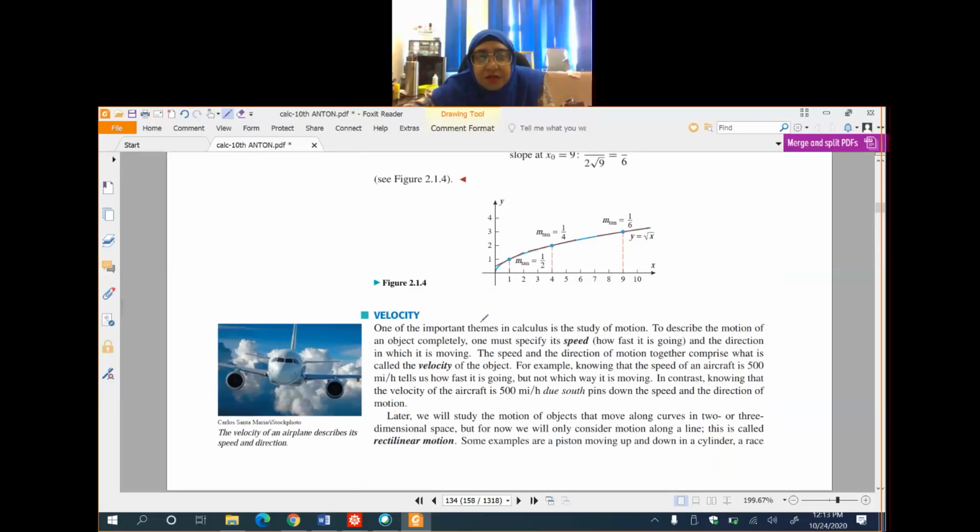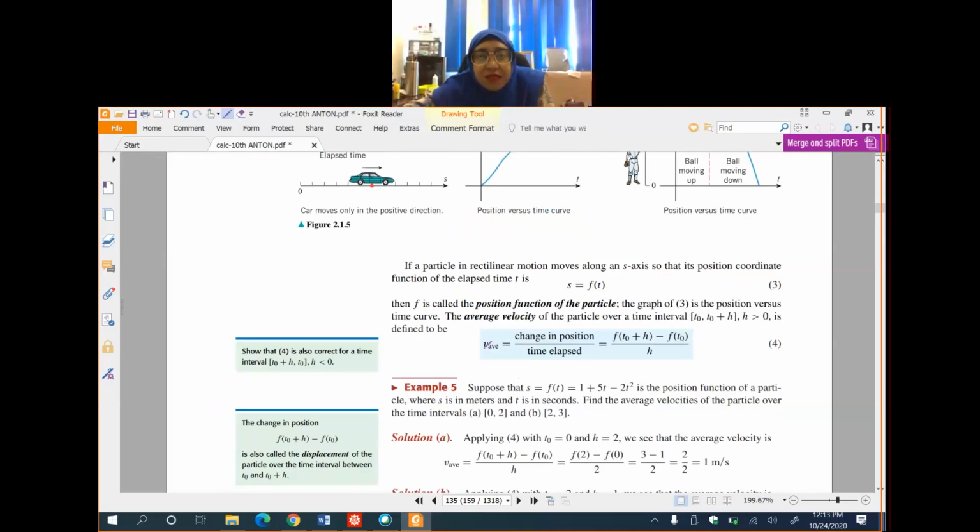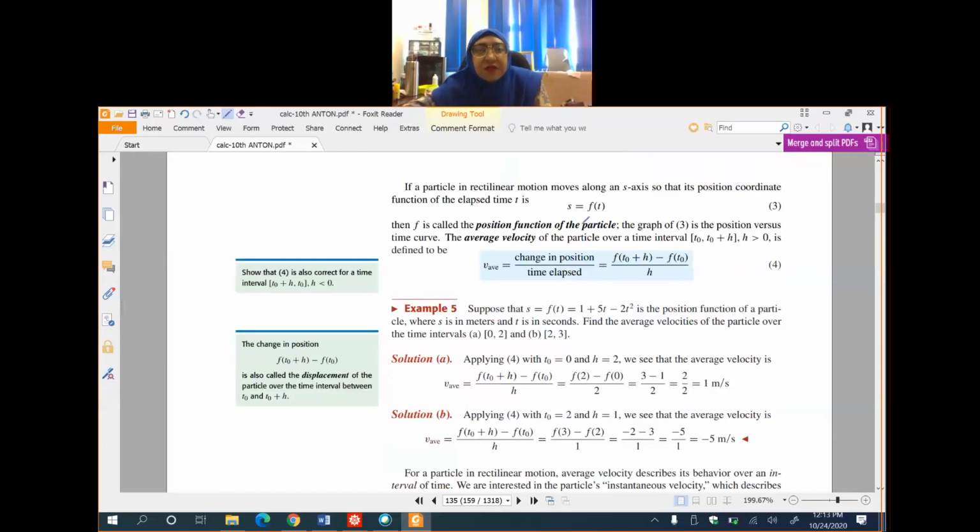And then let's go to velocity. There are two things when we are talking about velocity. One is instantaneous velocity, and another one is average velocity. The average velocity is dealing with the secant line. So this is the slope of the secant line. So V average is the slope of the secant line.